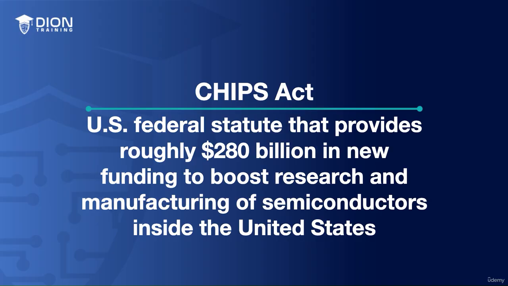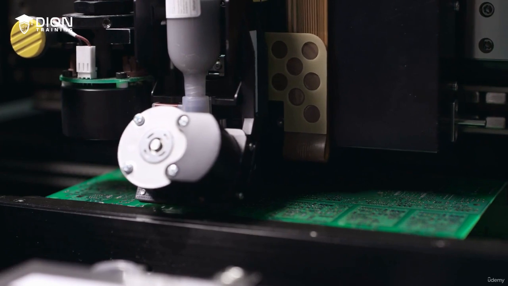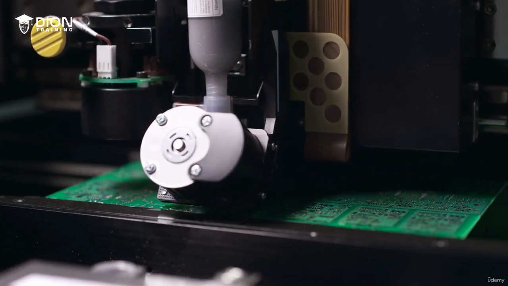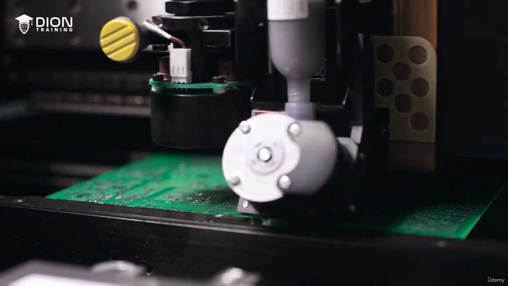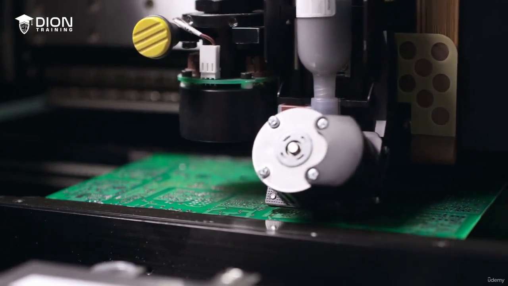Now, recognizing that supply chain risk can quickly turn into a supply chain attack, the US government passed a new piece of legislation back in 2022 called the CHIPS Act. Now, the CHIPS Act, also known as the CHIPS and Science Act of 2022, is a US federal statute that provides roughly $280 billion in new funding in order to boost research and manufacturing of semiconductors within the borders of the United States. This act includes $39 billion in subsidies for chip manufacturing on US soil, along with a 25% investment tax credit for costs associated with manufacturing equipment, and another $13 billion for semiconductor research and workforce training.